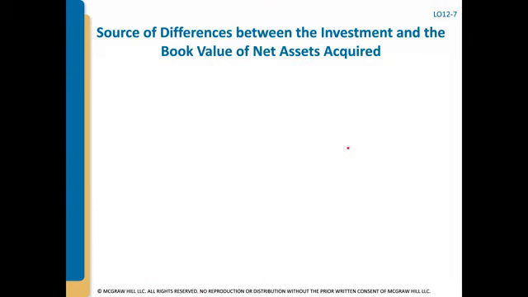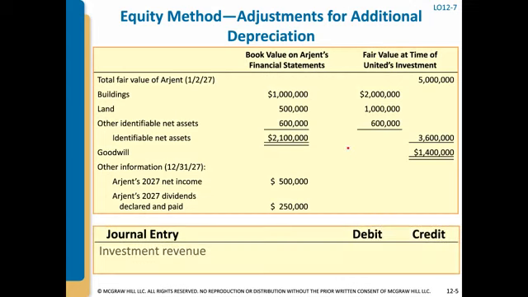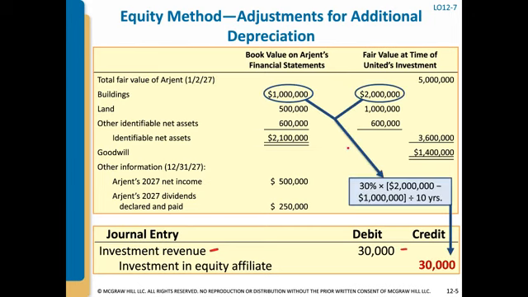And so we need to record that difference. The way we're going to do that is we debit investment revenue by 30 and credit our investment in equity affiliate by 30. So this will affect our income statement and our balance sheet. That's the adjustment for additional depreciation when you acquire a depreciable asset where the fair value is more than the book value.